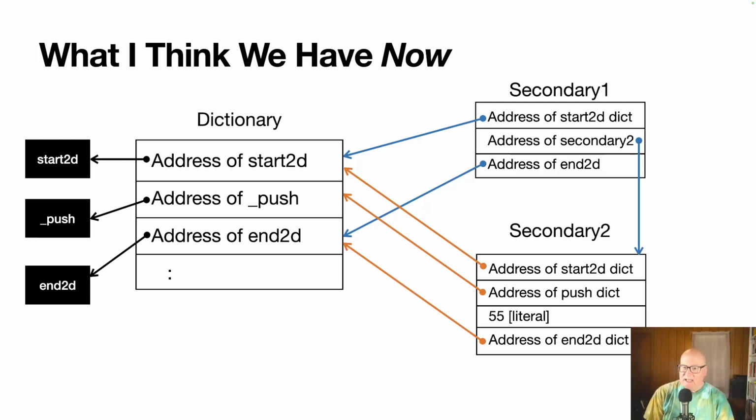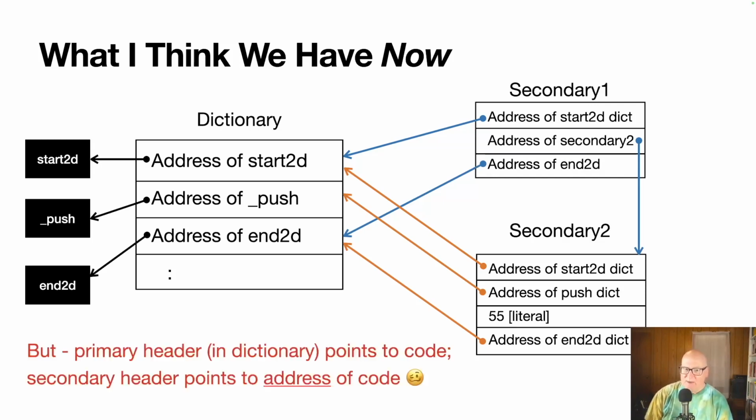Okay, and then secondary 2 looks similar. The first row is the address of the start2d dictionary entry. The next is the address of the push dictionary entry. Then a literal 55, the value we're pushing, and then the address of the end2d dictionary. Okay, and this is what we've set up, I believe, and this is what's wrong. Okay, so that's now what I think we want.